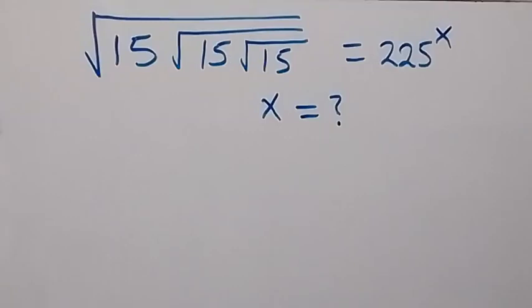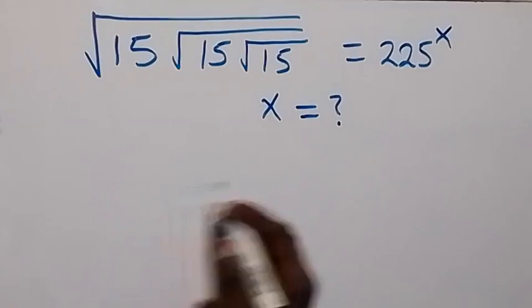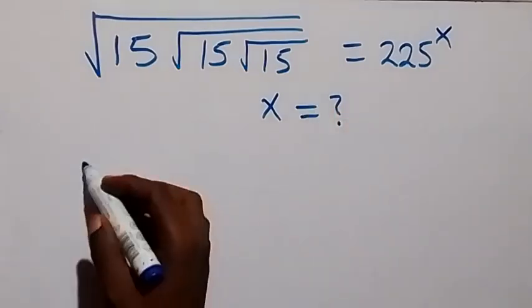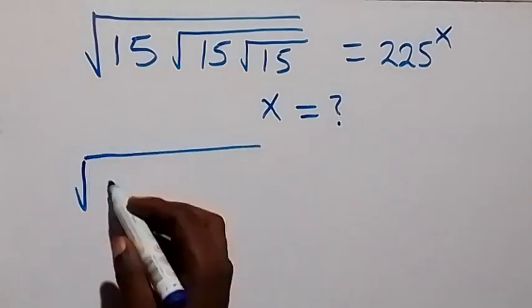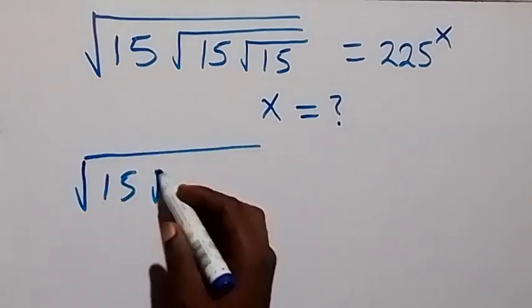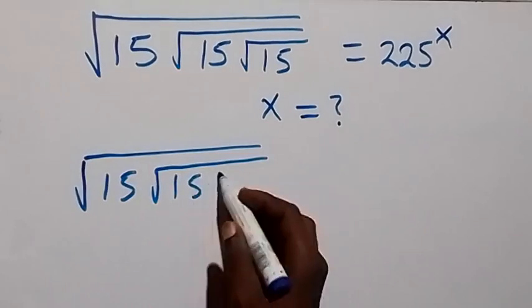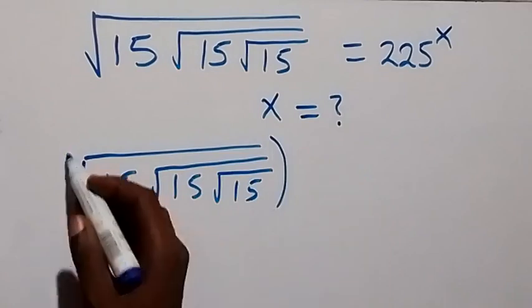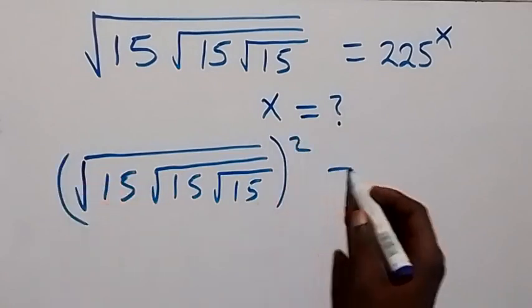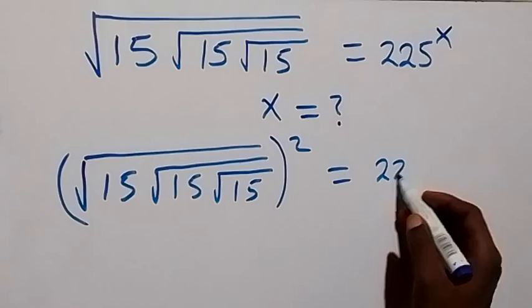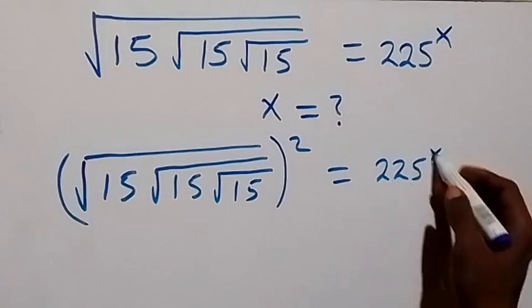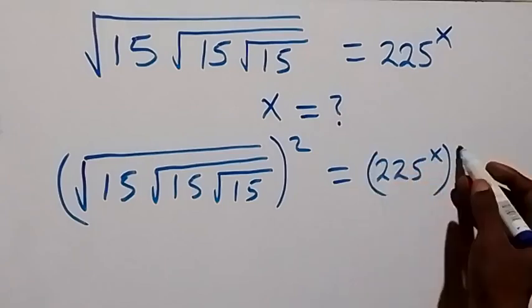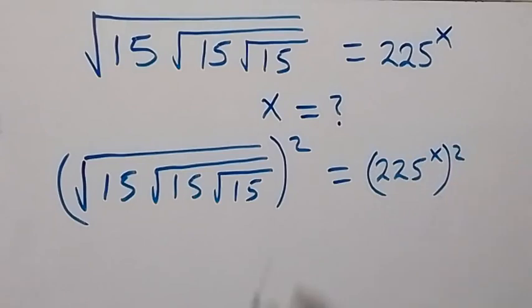How to solve this nice square root math problem? From what we have given here, let's square both sides. Then we have the square root of 15, the square root of 15, then the square root of 15, nested inside each other like this, then all squared now equals 225 raised to power x, all squared. Then from here, this square will cancel these square roots.